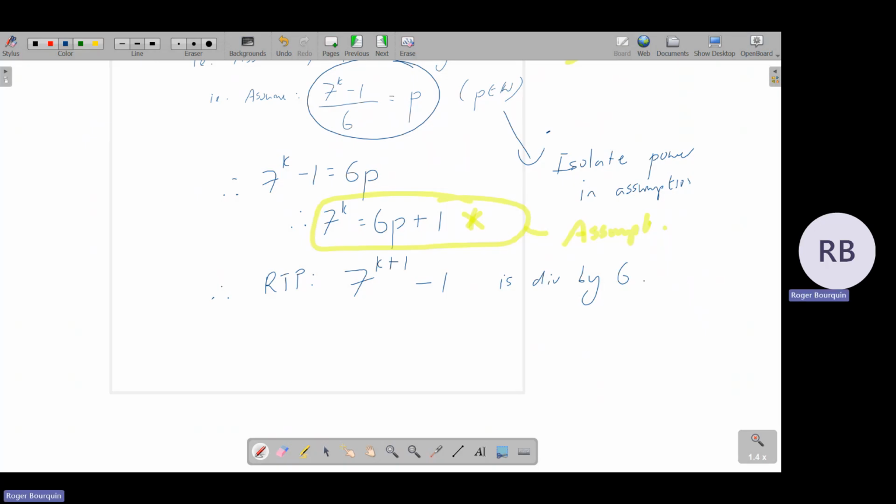So what do I have to do now? We have to force our assumption into the sum. Force assumption into sum. Are you with me?